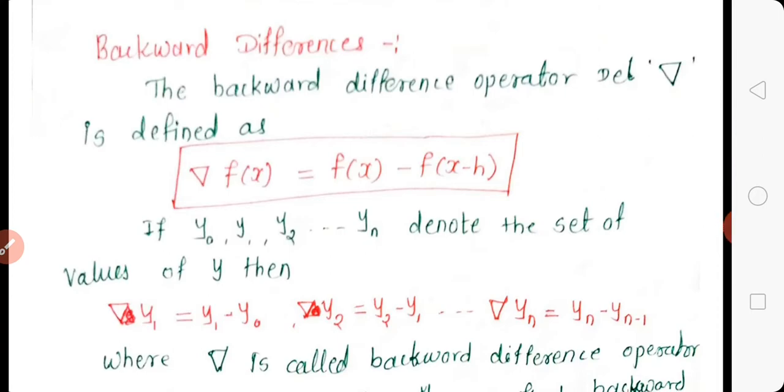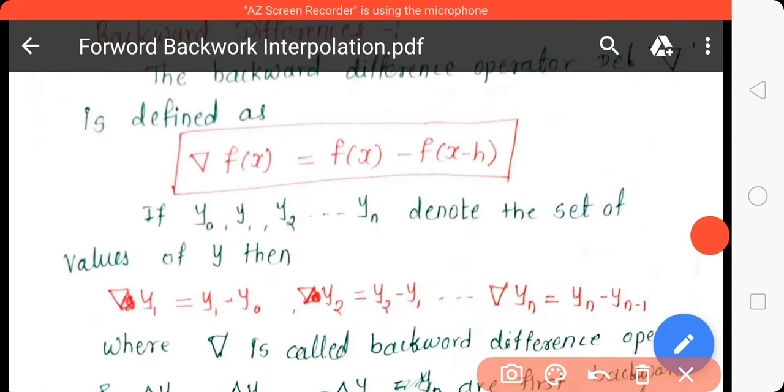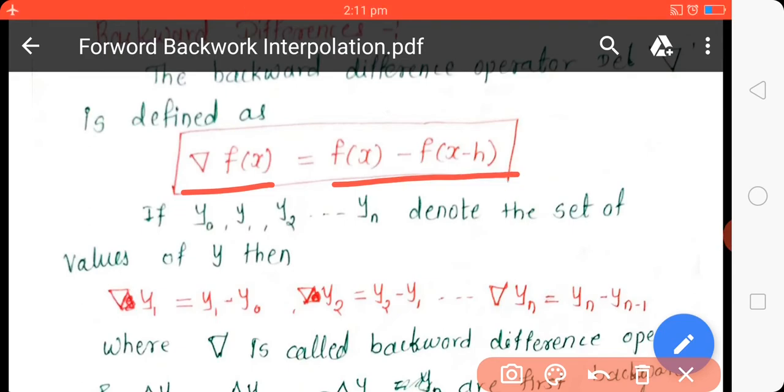Now we calculate the backward differences. The backward differences we denote by del. The backward difference operator del is defined as del f of x is equal to f of x minus f of x minus h. Remember the difference. In forward differences we take the difference f of x plus h minus f of x. This gives the forward difference of the function f of x. Now for backward differences we calculate f of x minus f of x minus h.